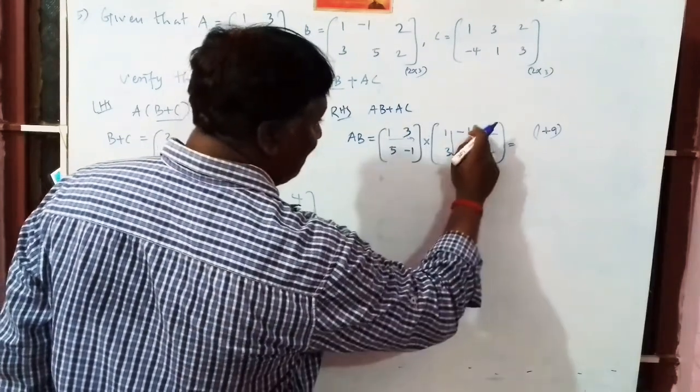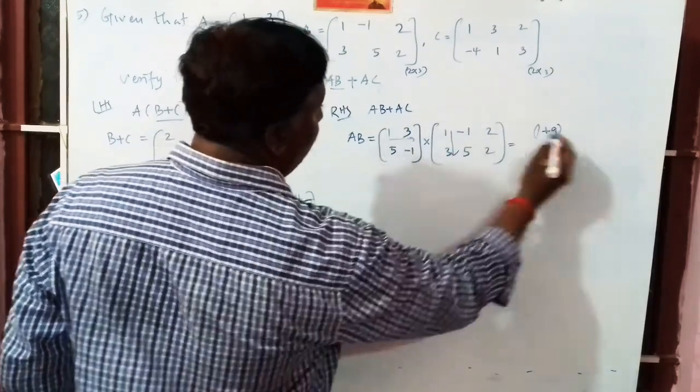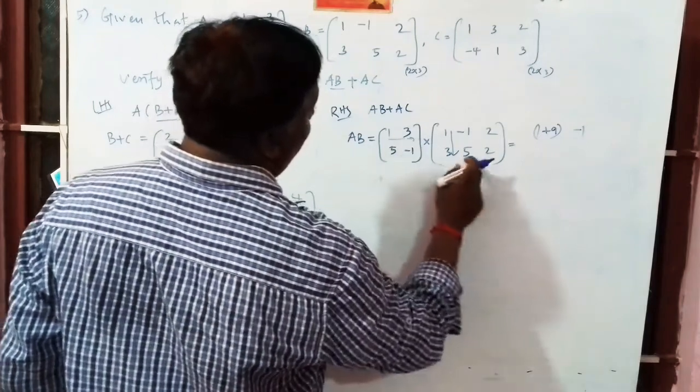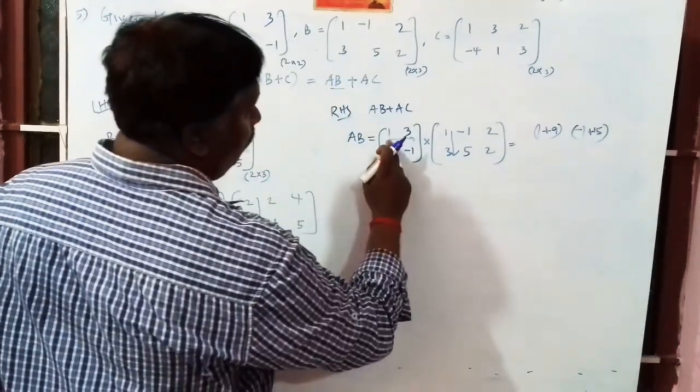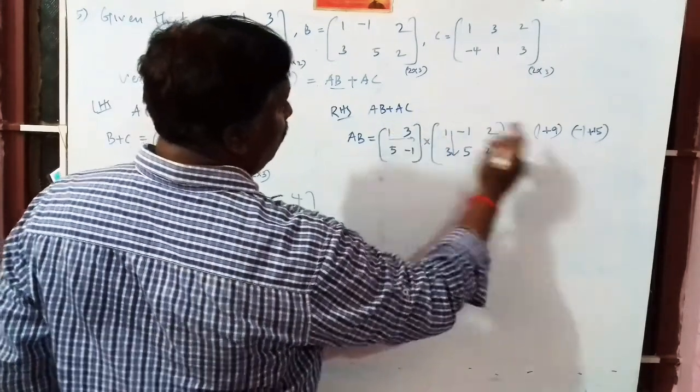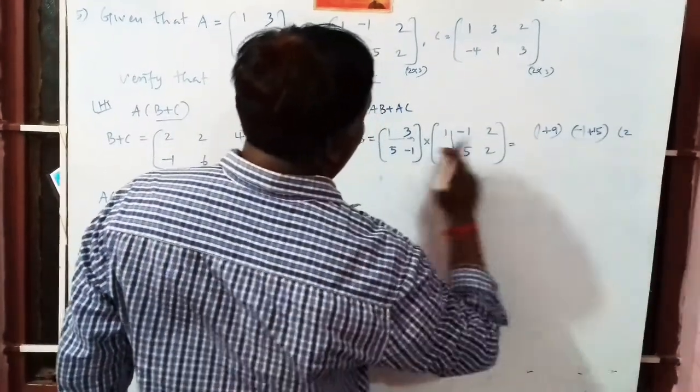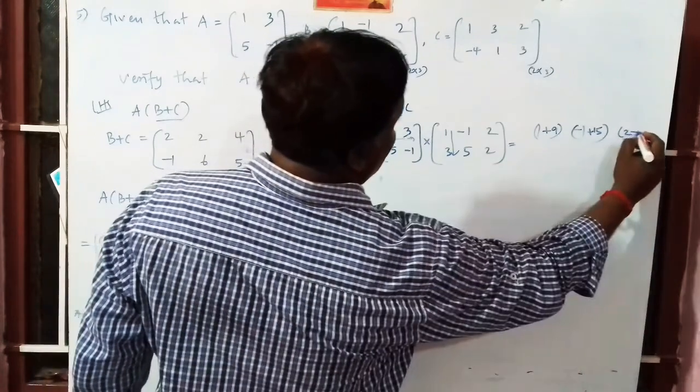Next, first row and second column. Minus 1 into 1 equal to minus 1. 3 into 5 equal to 15. Next, first row and third column. 1 into 2 equal to 2. Next, 3 into 2 equal to 6.